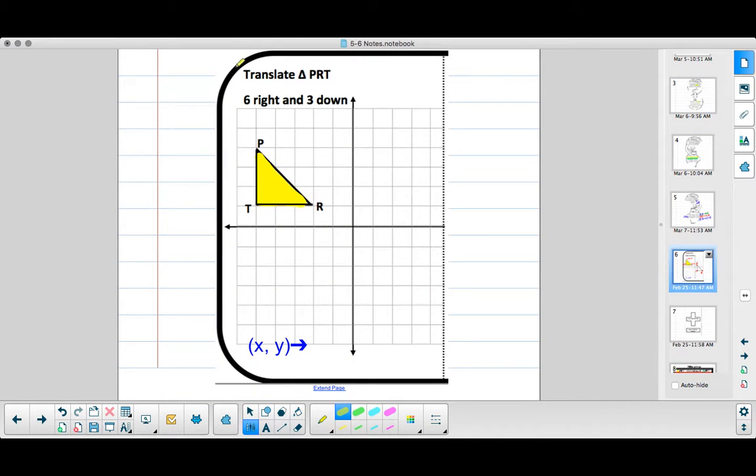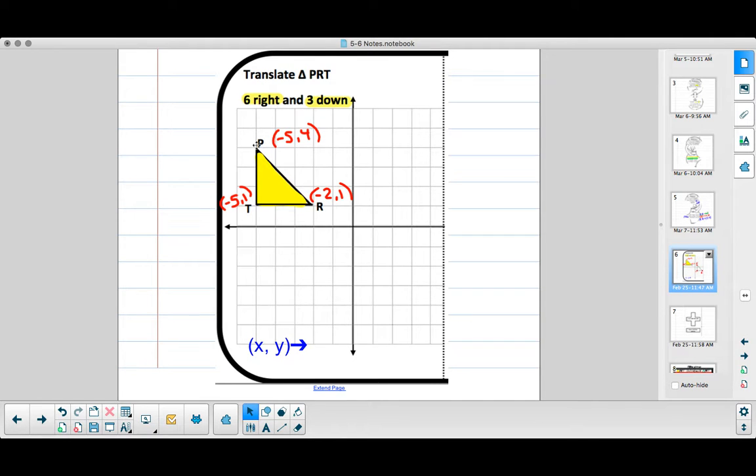So for example, if we were going to translate the triangle PRT, and we were going to go 6 units to the right and then 3 units down, you literally just have to look at each point of the triangle that's drawn. And what you can do is actually figure out what the actual coordinates are. So point P, it's 5 to the left and then up 4, so negative 5, 4. Point T is 5 to the left and up 1, so negative 5, 1. And then point R is 2 to the left and up 1, so negative 2, 1.